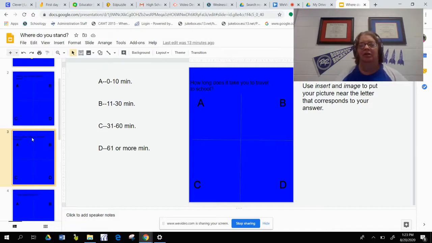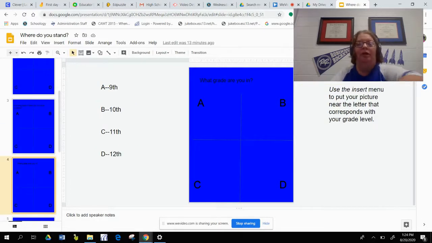Okay? How long does it take you to travel to school? How many answers did you have to that question? Just one. Did everybody have a place to go? Did everybody have a place to put their picture? If we're in the classroom, did everybody have a place to stand? Yes. Because how long does it take you to get to school? From 0 to 10 minutes, all the way up to 61 or more. Okay? Hopefully you're not in that last category. That's a long ride to school. But every input had one output. Okay? That is a function.